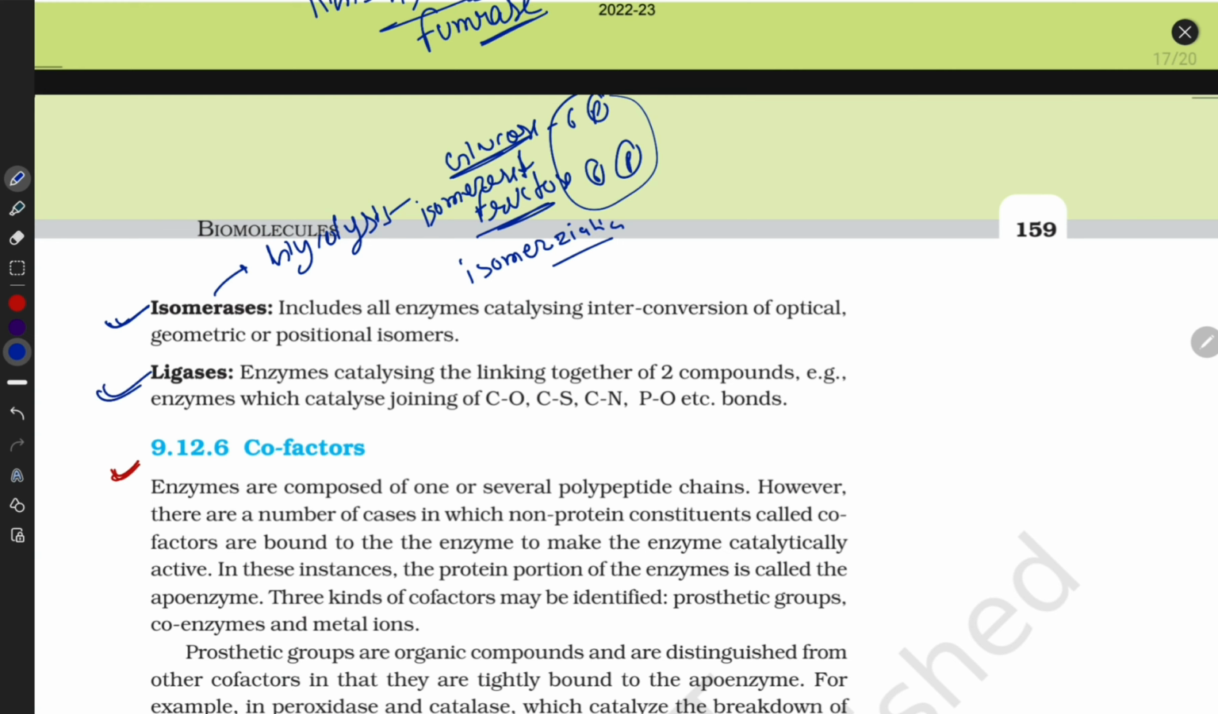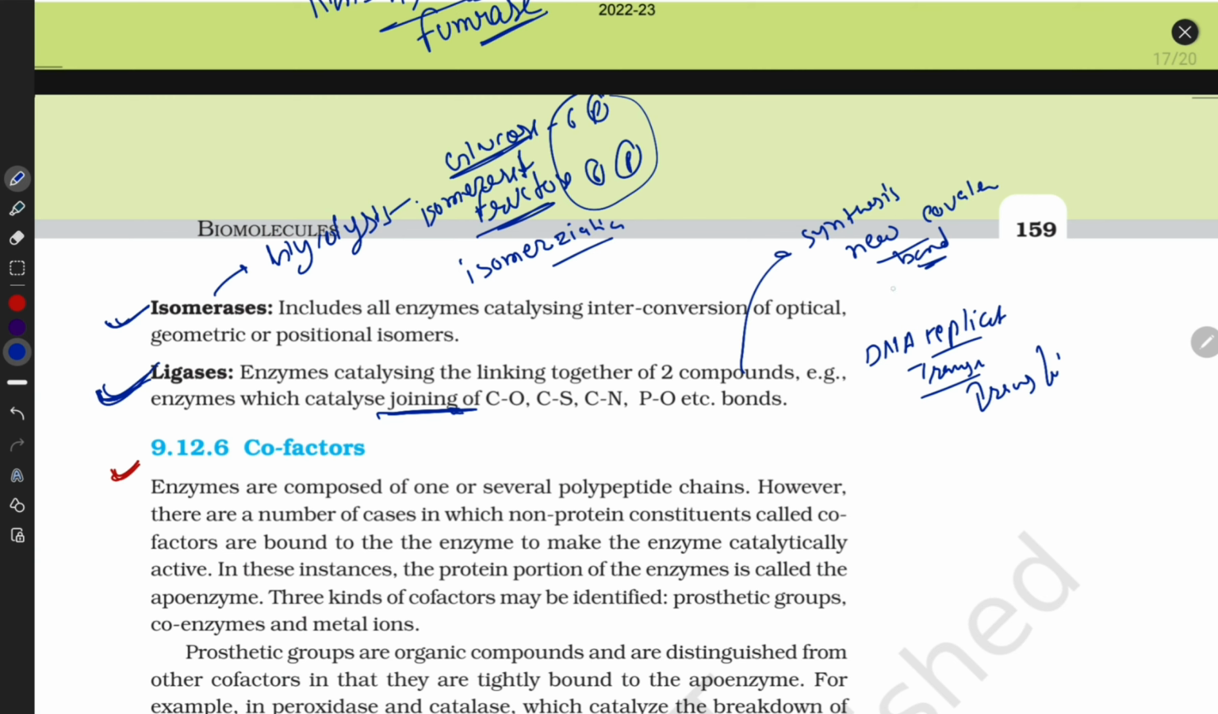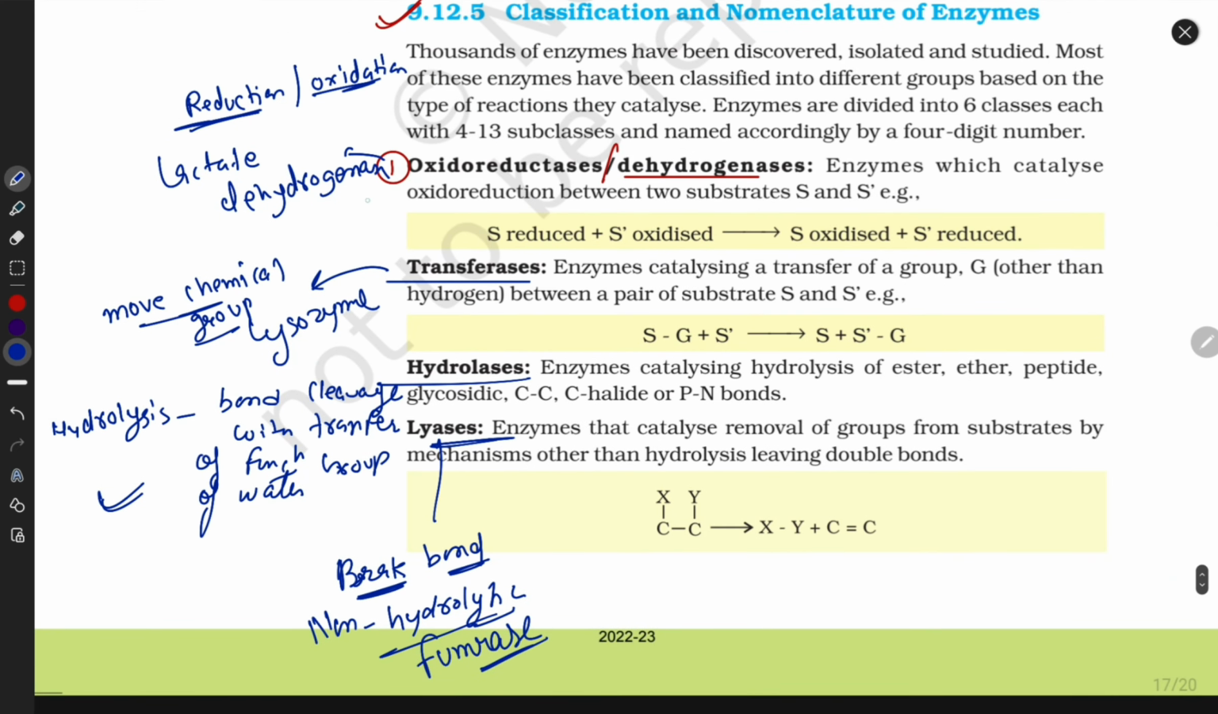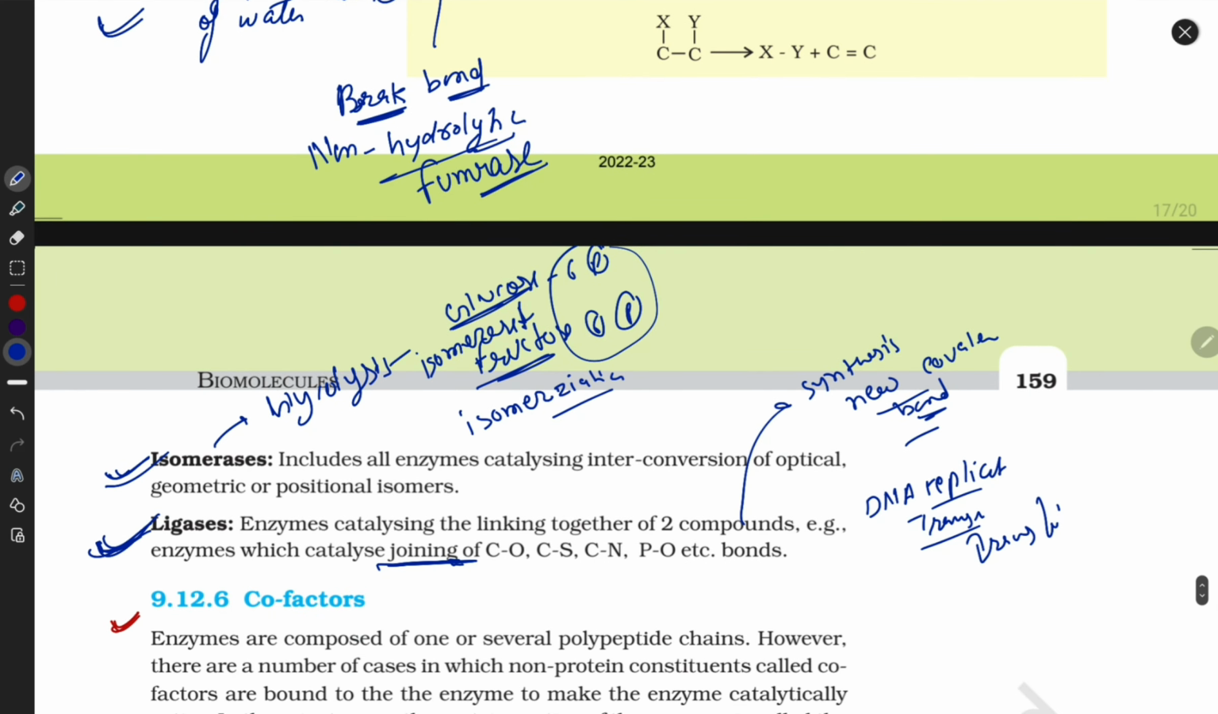Okay, now next is ligase. Ligase means they bond something, attach something, join something. In DNA replication, transcription, translation, there is a huge role of ligase in molecular biology. They synthesize new covalent bonds. So these are the classes of enzymes, guys: oxidoreductase, dehydrogenase, transferase, hydrolase, lyase, isomerase, and ligases.